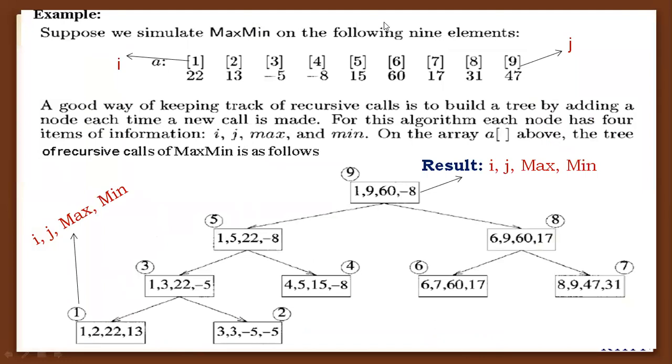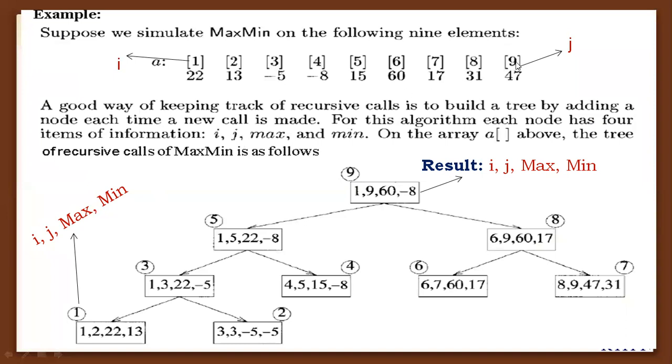So this is another example. This is another way of finding the min-max problem. So this is method 2, which is completely different from the previous procedure. Here the given problem is, suppose we simulate max-min on the following 9 elements. So this is the given array, and the name of the array is A.